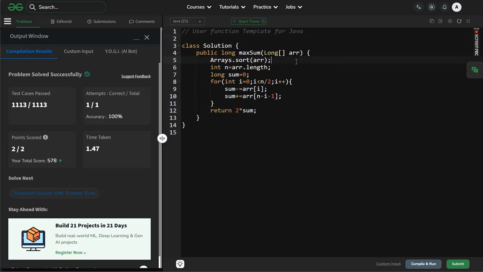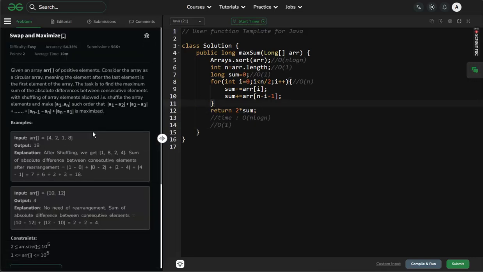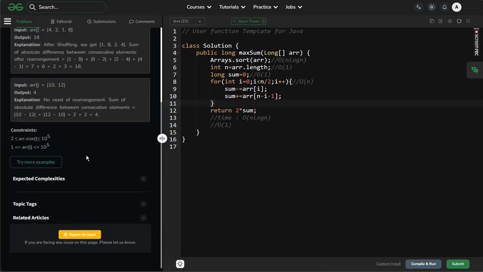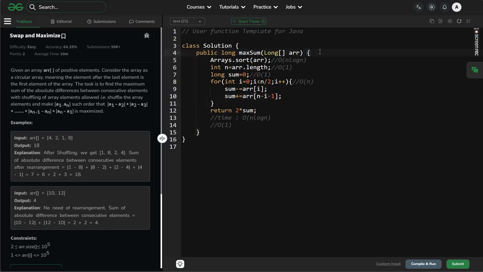Now if you analyze the time and space complexities, sorting will take n log n, and the simple variable is big O of 1. So at last, time will be the maximum value, which is n log n. Space will be 1 because we didn't use any dynamic space. If you compare, they are matching. So this is the best possible way to solve this problem.